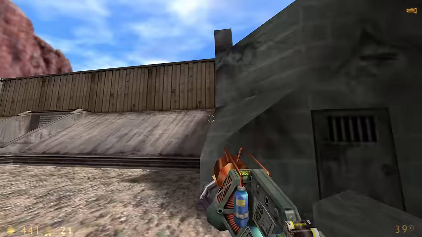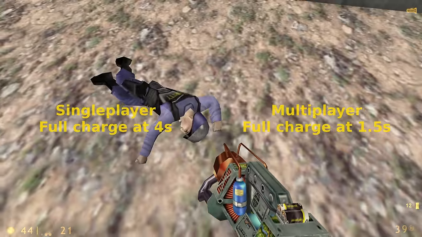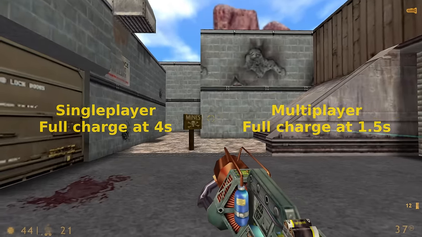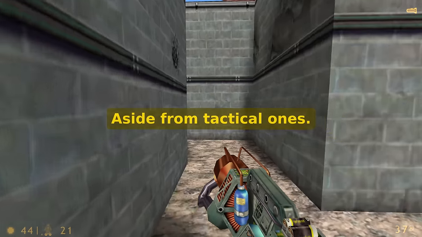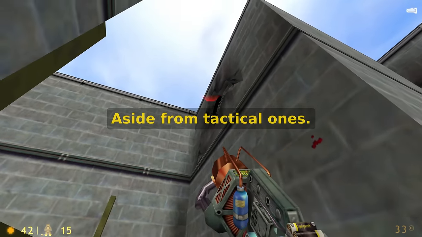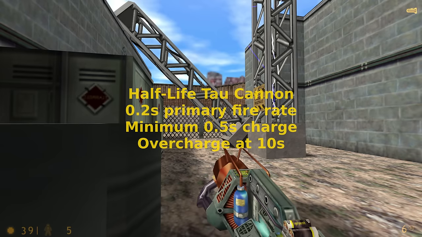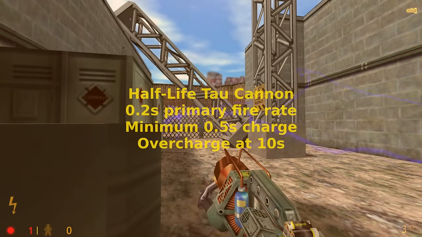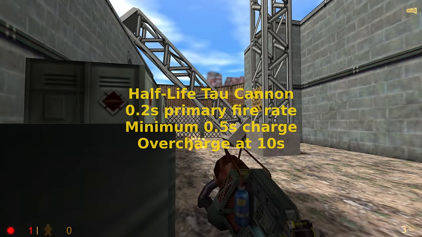A charged shot takes 4 seconds to fully charge in single player and 1.5 seconds in multiplayer. Once a charge reaches this point, there is no benefit to holding onto it for any longer. If a charge is held for longer than 10 seconds, the charge will end and will backfire on the player, dealing 50 shock damage.